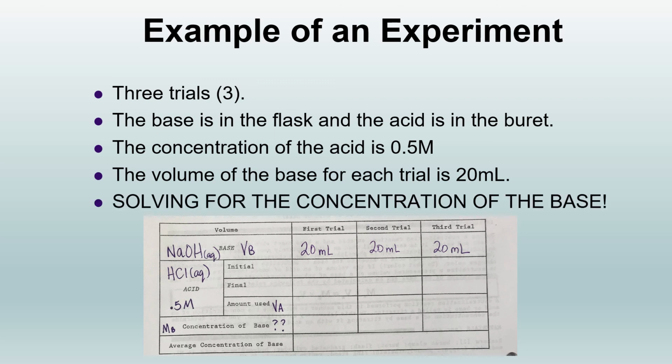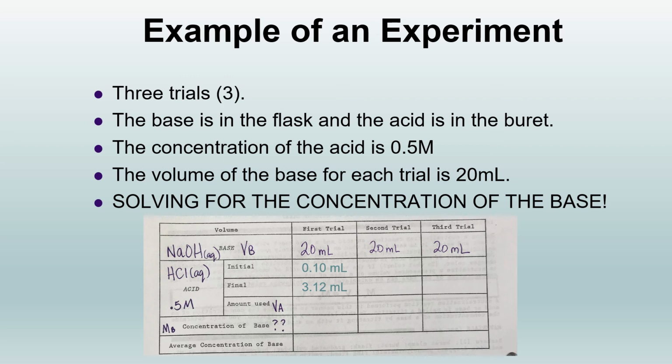And now we are solving for the concentration of the base. So let's say when you do your first trial, you start pouring in the solution. Your initial volume of the acid in the burette is 0.10 milliliters. After you're done with the titration, you reach the end point. Your final volume was 3.12. Go ahead and calculate the amount used, that would be the volume of the acid that you have used. And then use all of these numbers to calculate the concentration of the base for trial 1.